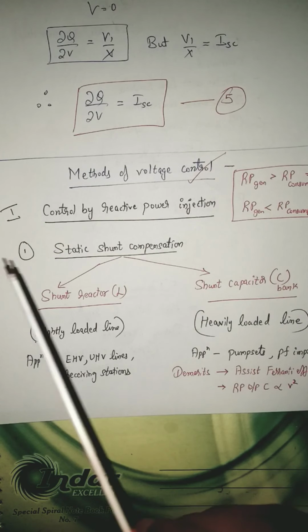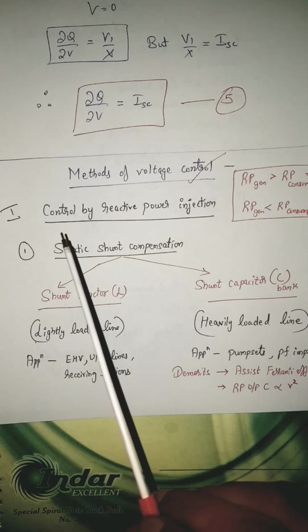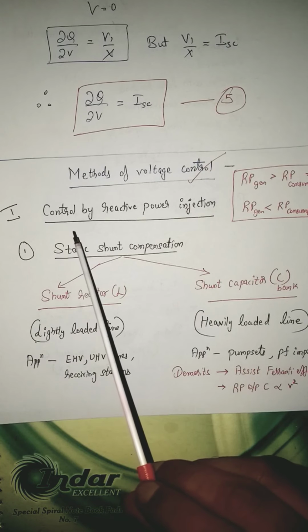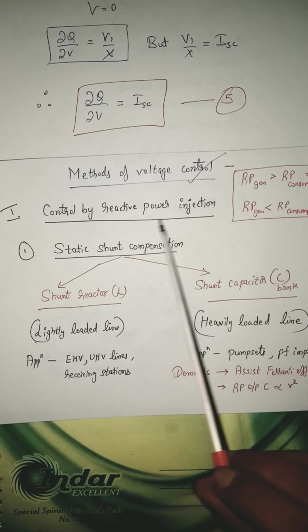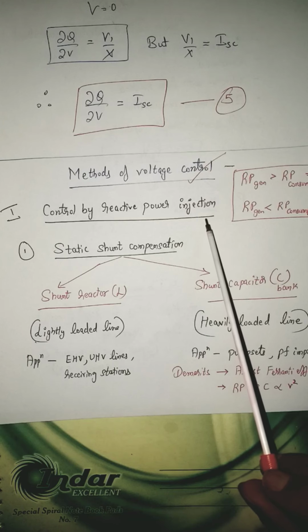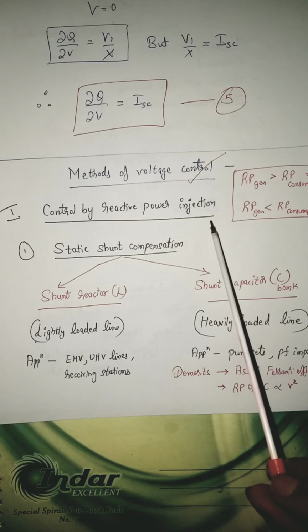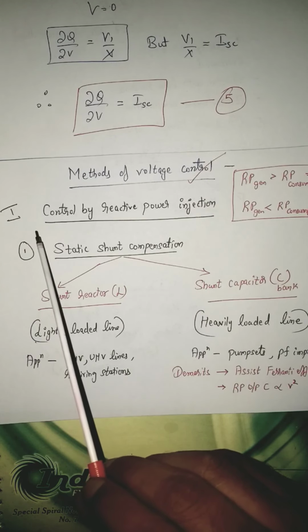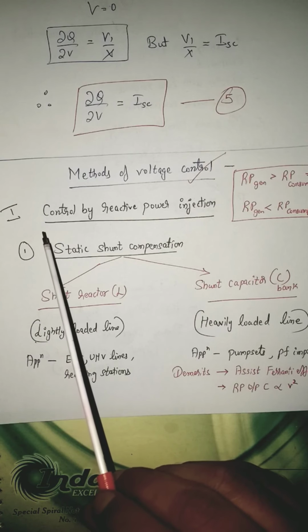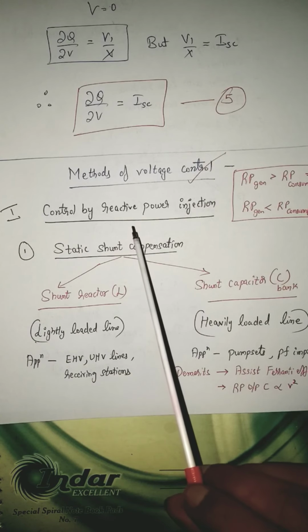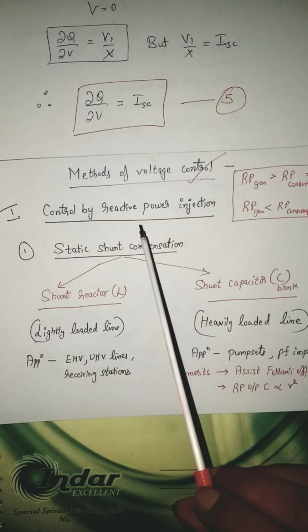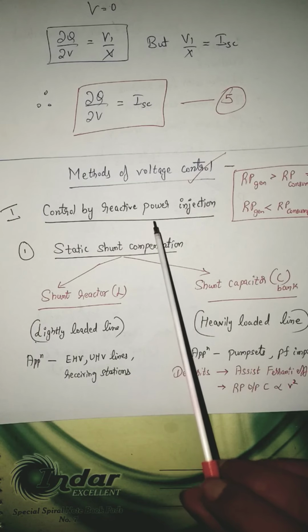So the first major method is controlling the voltage by reactive power injection. Second one is by using the transformers. So first we'll see the first method. In this first method, by reactive power injection, under this there are 4 classical methods. We'll be seeing those 4 classical methods one by one.